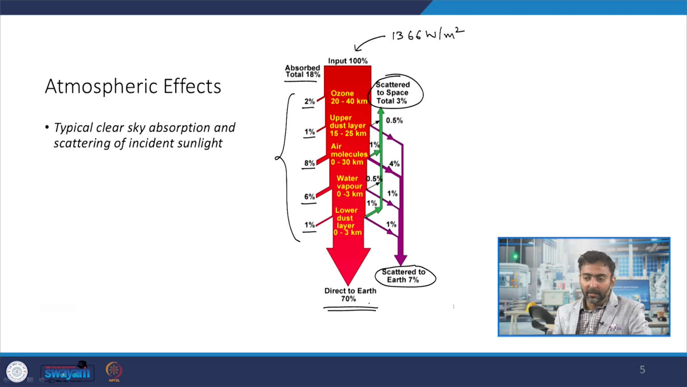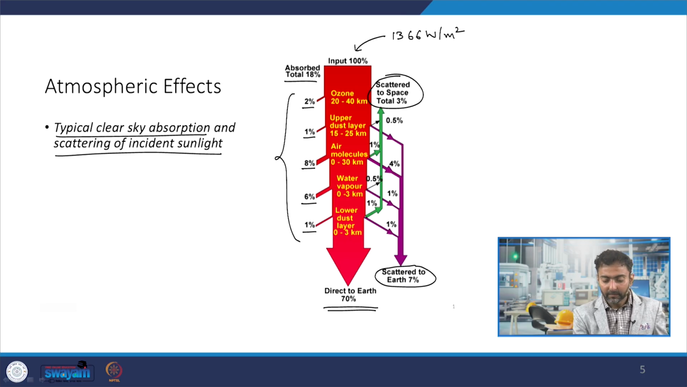But there is a caveat here that we should be aware of. This is not a stagnant thing. It is not that everywhere, all the time, the same breakup of radiation will be there. This is very important to understand. This particular breakup of radiation is under one specific condition, mentioned here on the left hand side of this slide: typical clear sky conditions. This is a very important phrase, typical clear sky condition.